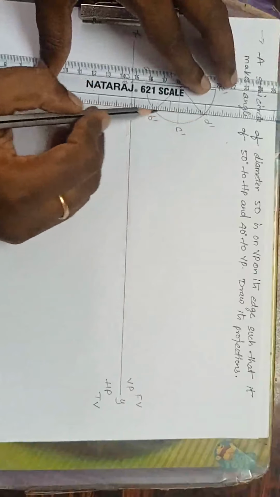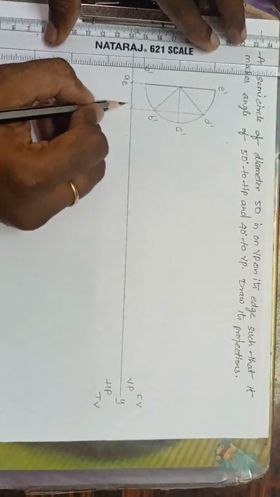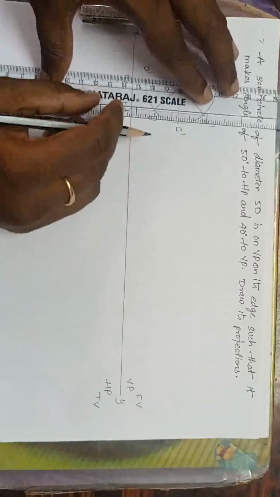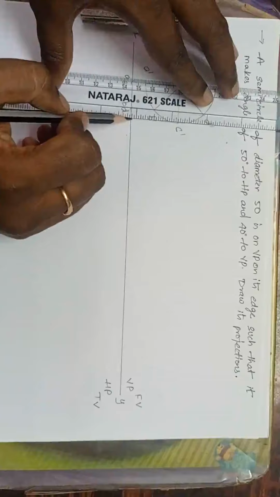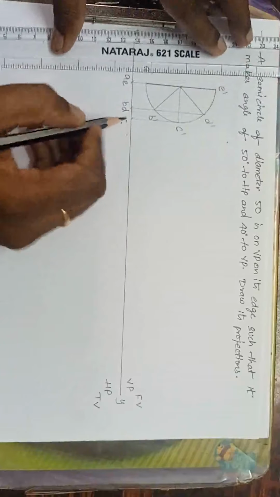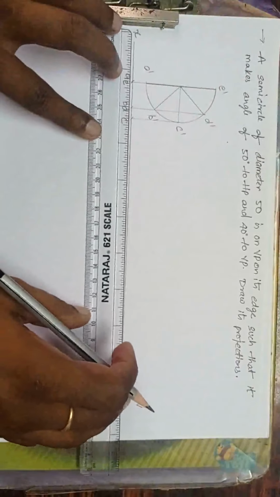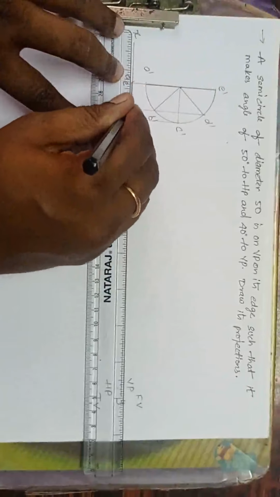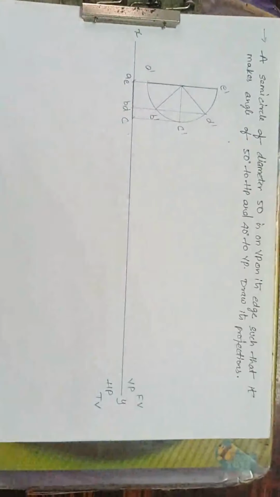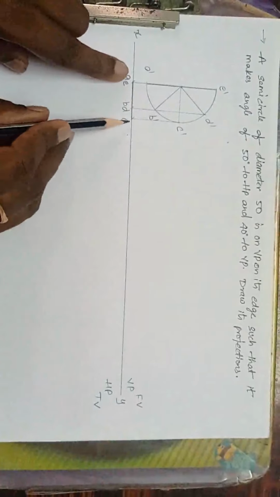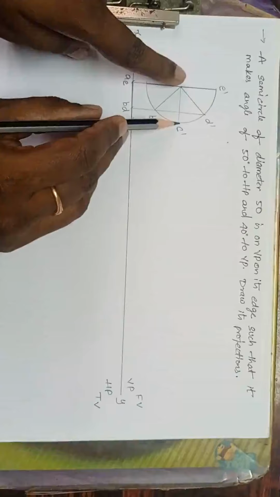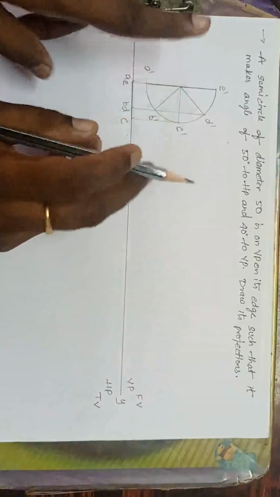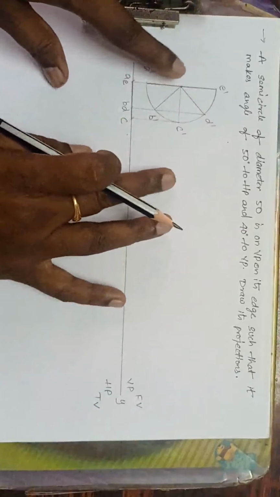This is A and E. Now drop the perpendicular line B and D. This is B and D. Now this is C. Okay, so A to C, the length should be radius, that is 25. Done. Now the plane is on the VP now.